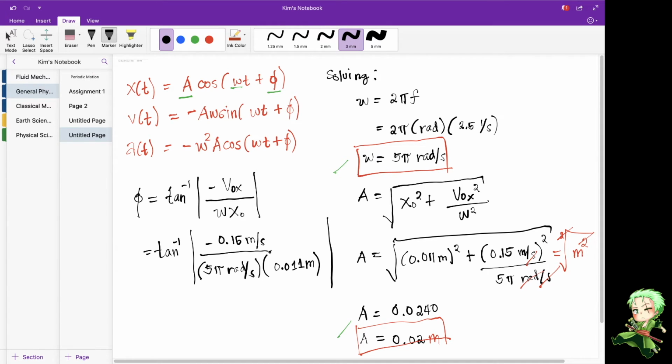Okay, so the first thing that you should note when you will be working with tangent inverse, cosine inverse, sine inverse is that whatever the term that you're taking the tangent inverse, sine inverse or cosine inverse of, it should be dimensionless. That means the units should cancel out. Everything should cancel out. So let's check whether that will happen here.